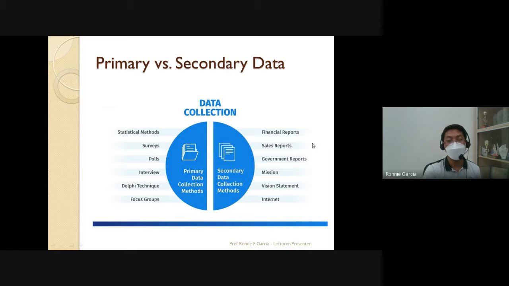Sales report, government reports. For example, gusto ka makabalo sa government ng mga issues, tapos wala kay kaila sa government, so nangita na lang kag report. That is secondary. And even the vision, the mission statement, and anything that you can find in the internet. Those are secondary data. Gets ninyo? So between the two again, when we talk about research, ang mas ginapaboran jud is the primary data.